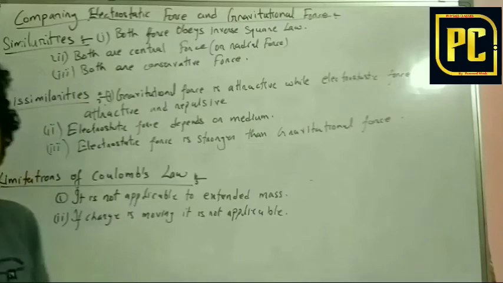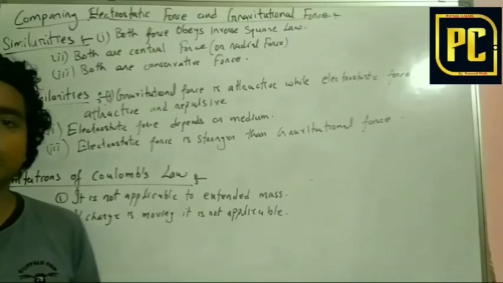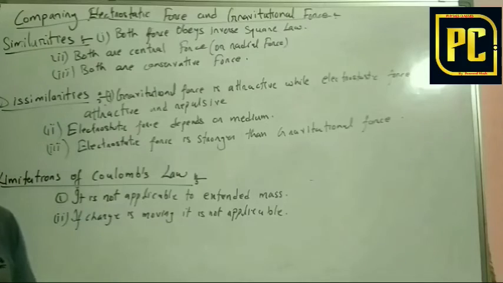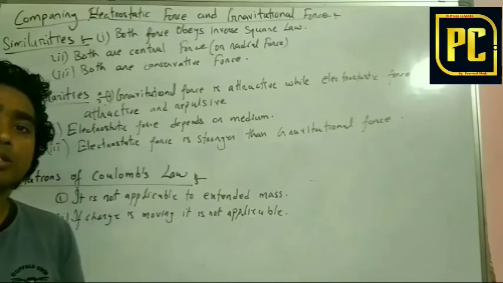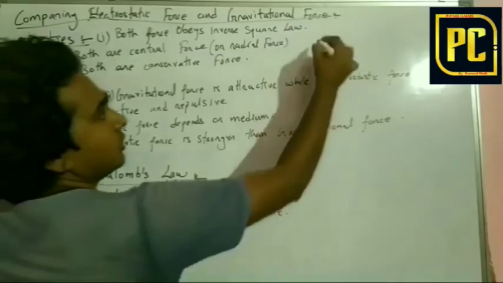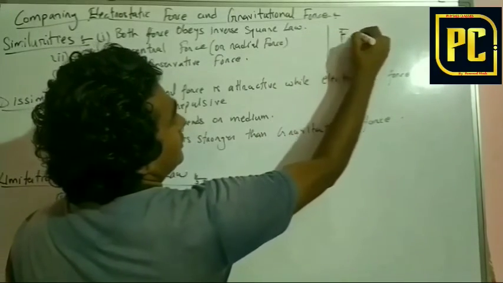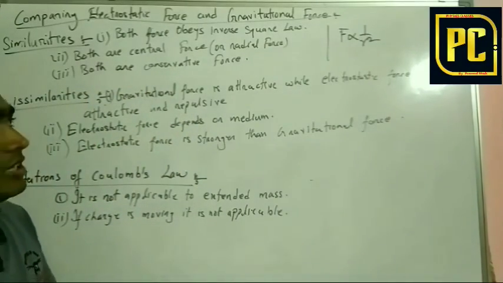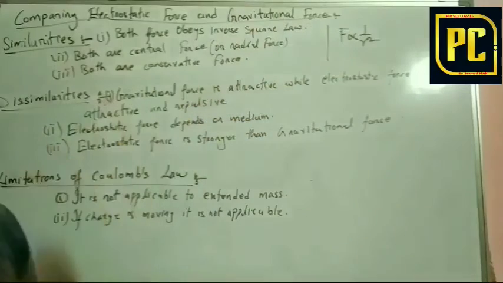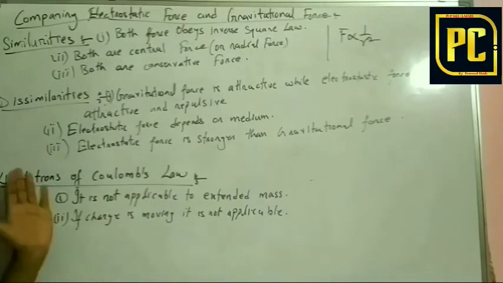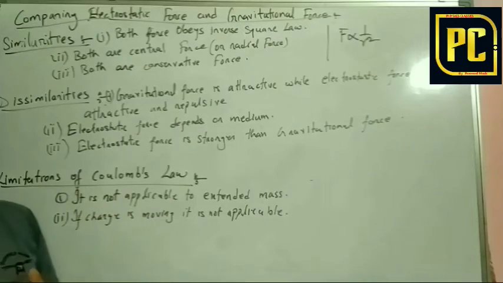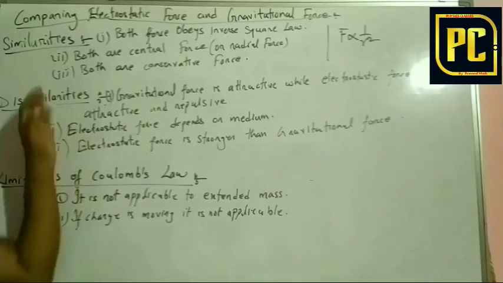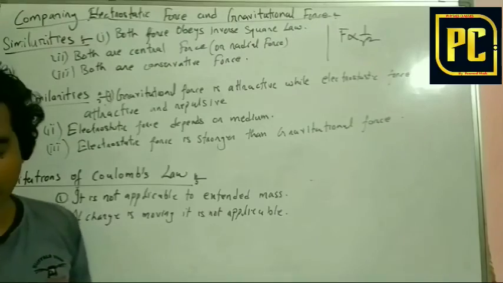So finally we compare the electrostatic force with the gravitational force. What are the similarities and dissimilarities between them? The similarities are that both forces obey the inverse square law. What is the inverse square law? That is, force is inversely proportional to the square of the distance between them. It has been seen in both cases, gravitational force and electrostatic force.